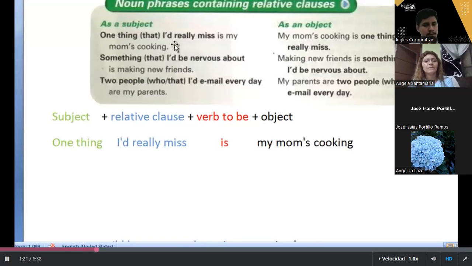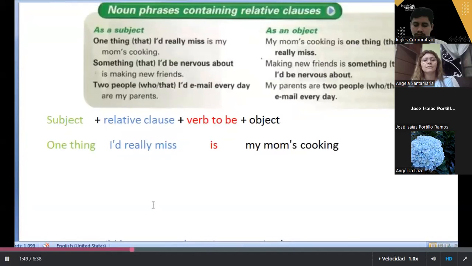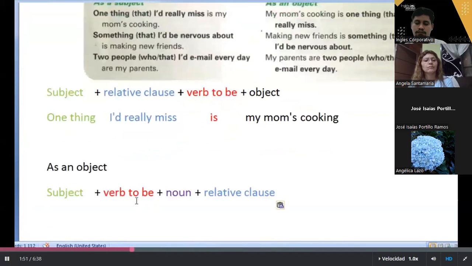By the way, it's important to mention, and I think I did not mention this in our previous lesson, that what you see in parentheses is optional. That means that you can either use it or exclude it from your sentence. So one thing that I really miss is my mom's cooking, that's correct. But also if you just say one thing I really miss is my mom's cooking, either one of those two sentences is correct. Let me write this structure down so you can see what's going to happen whenever we make this change.